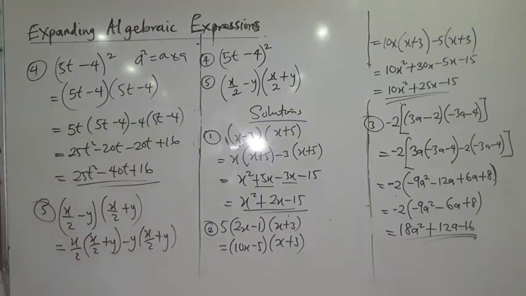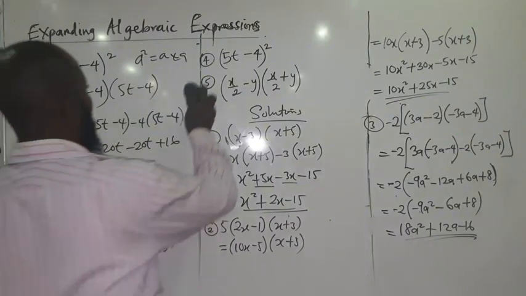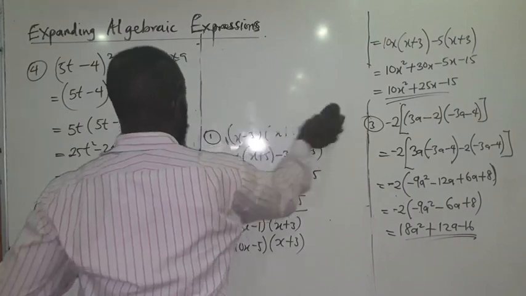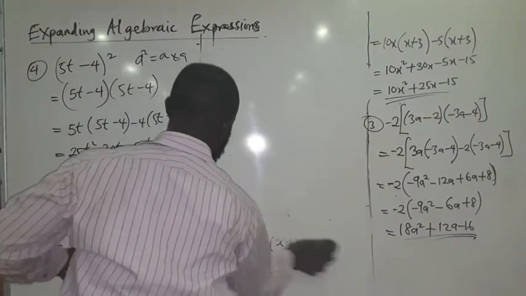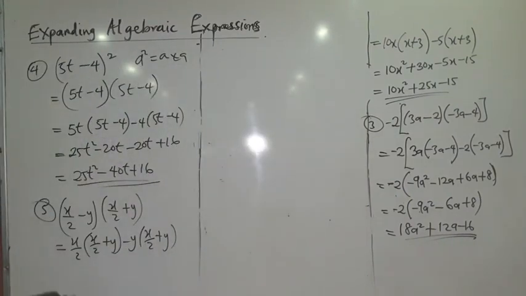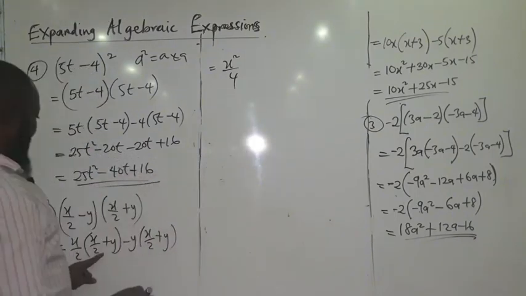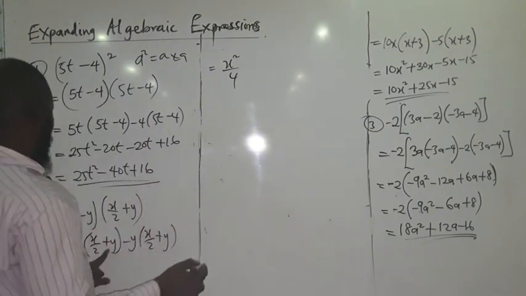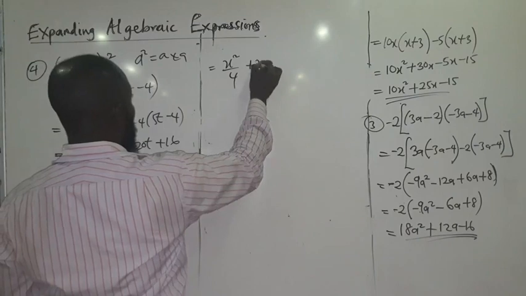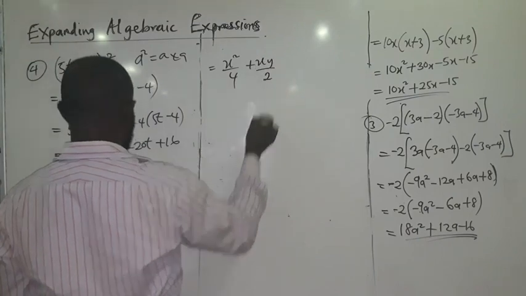So we then open this. So I can erase this part here. I can erase this part. So I'm done with this. So we use this to multiply this out. So x times x will give us x squared over 4, right? This multiplied by this will be what? Plus xy over what? Over 2.